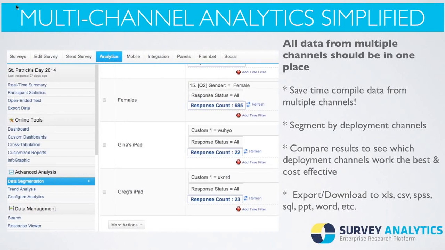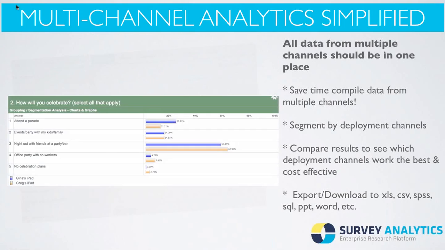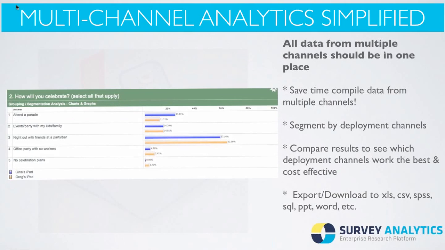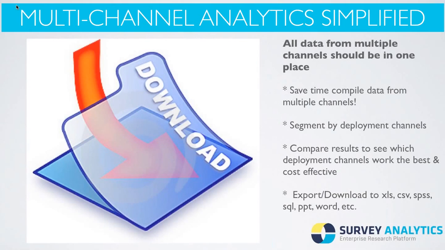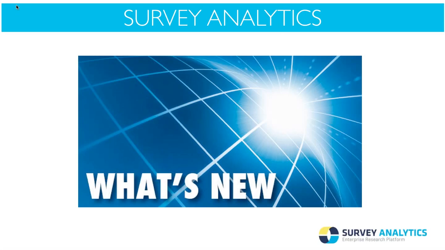So if you want to review your online results versus people, Gina's iPad versus Greg's iPad, and see what the results are, you can do that as well. And then you can also do a comparison online to see how one iPad does over another, or how the iPad's data versus the online data, how are those different. So those are things that you can do, and of course the download options. So that's just a little bit about some of the things that you can do with Survey Analytics.